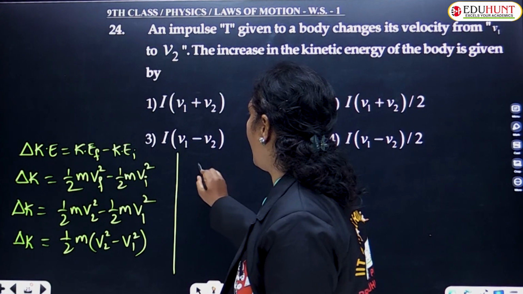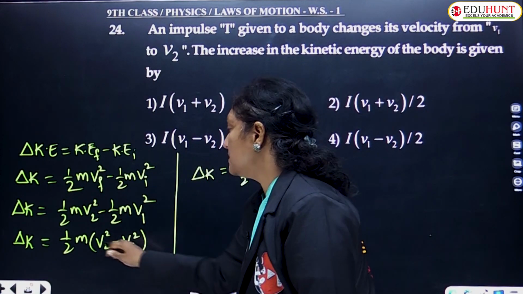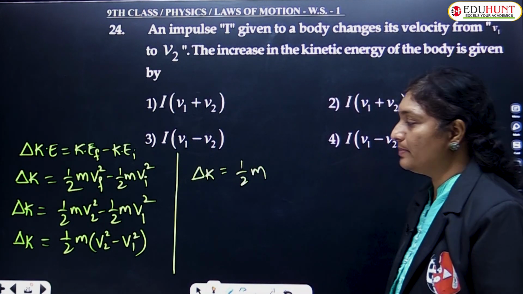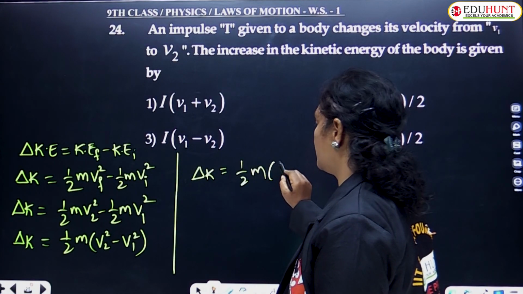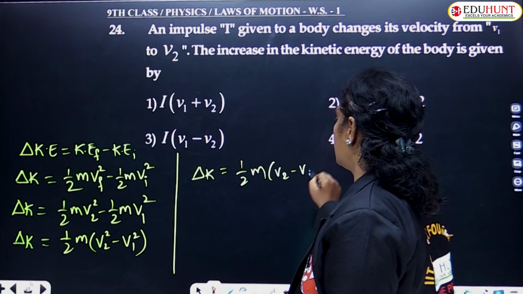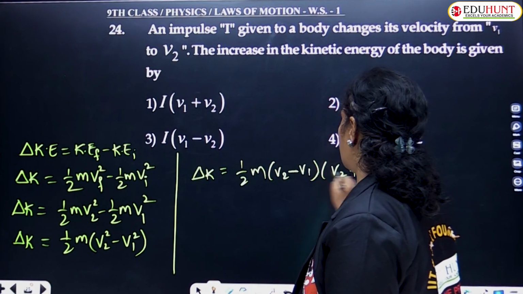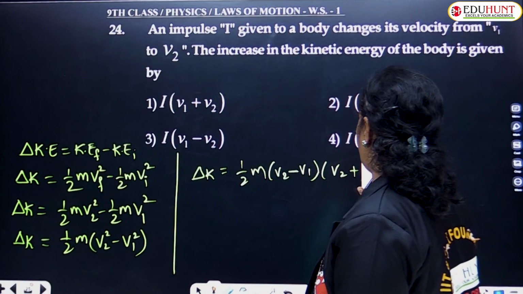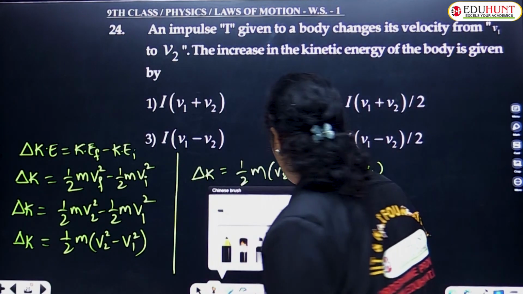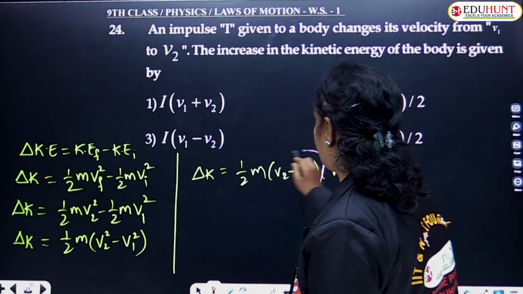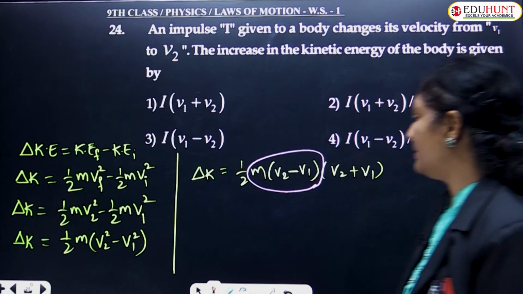Continuing. So we have delta K can be written as half m into, this is of the form a square minus b square. That can be written as a plus b into a minus b. So let me write it as v2 minus v1 into v2 plus v1. Up to this it is clear now, children. Just observe this carefully. Mass into change in velocity, that's nothing but impulse.